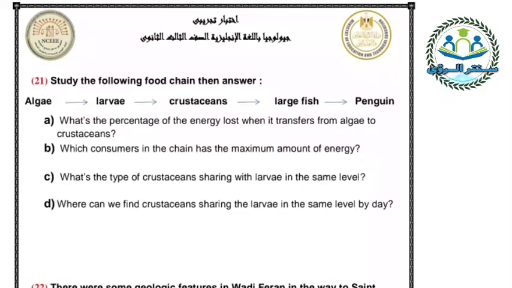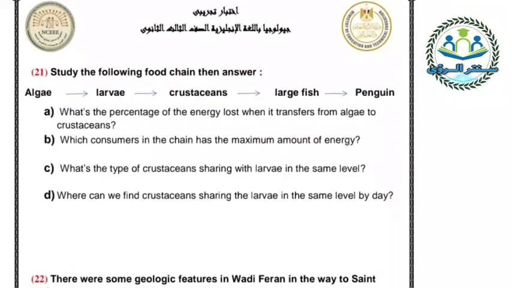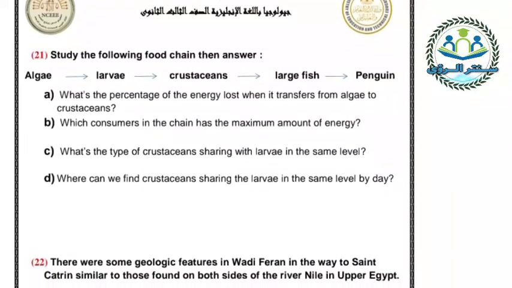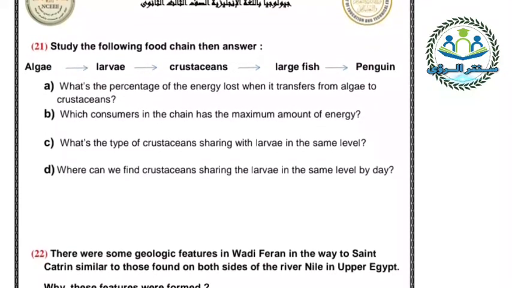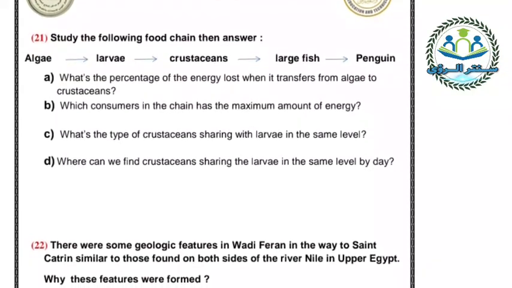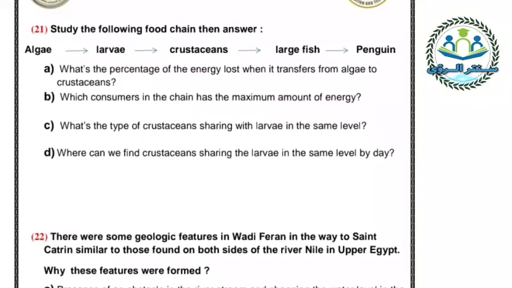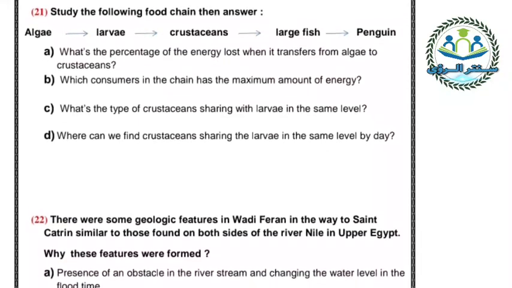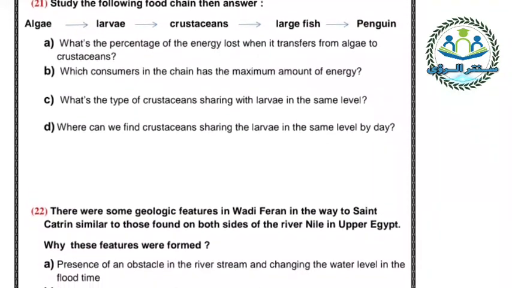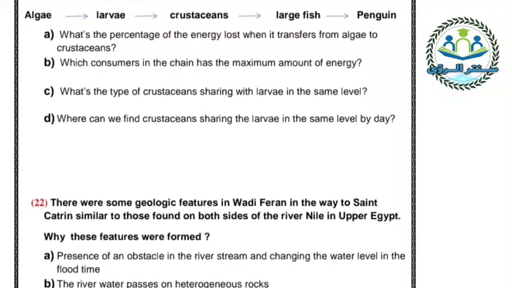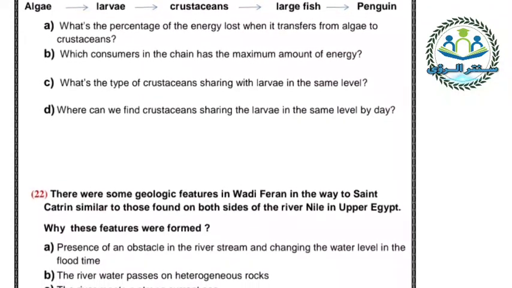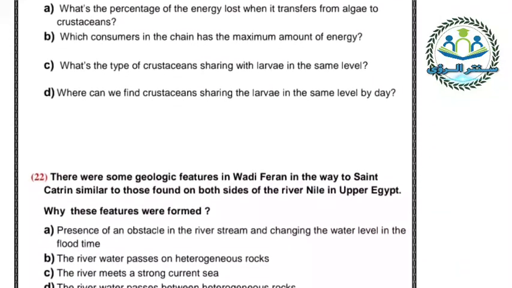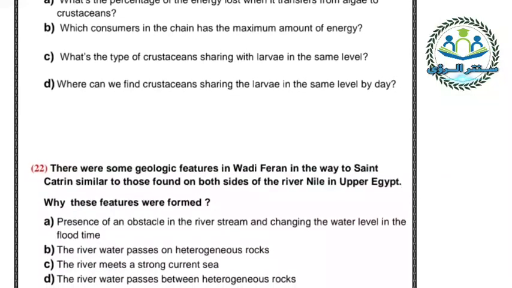21. Study the following food chain, then answer. Algae, larvae, crustaceans, large fish, penguin. A. What's the percentage of the energy lost when it transfers from algae to crustaceans? B. Which consumer in the chain has the maximum amount of energy? C. What's the type of crustaceans sharing with larvae in the same level? D. Where can we find crustaceans sharing with the larvae in the same level by day?